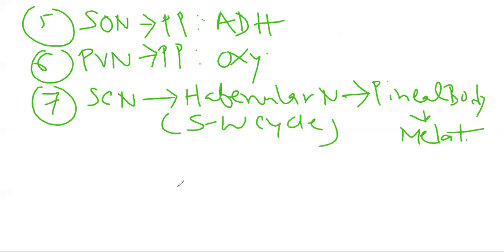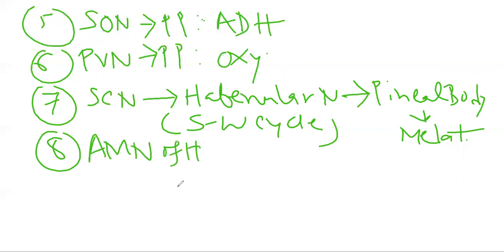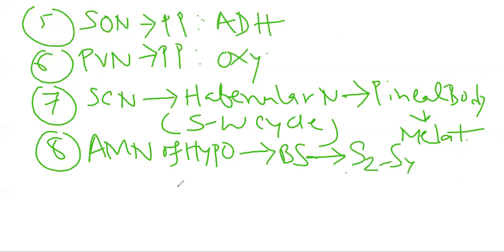Okay, the next important connection is from the anteromedial nuclei of the hypothalamus. It goes through the brainstem, then ends up at sacral S2, S3, S4 at the level of the spinal cord. So this is our parasympathetic outflow tract.